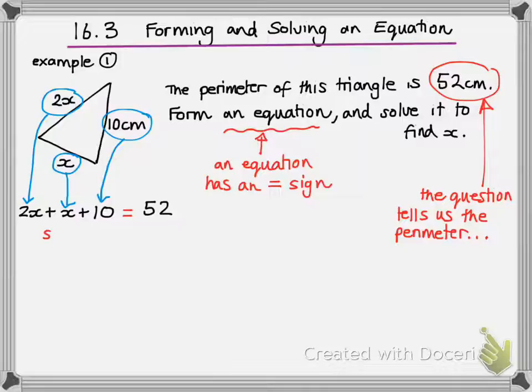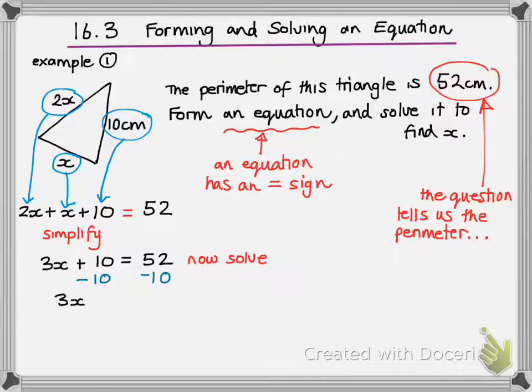The next step is to simplify where we can, and we can certainly simplify the left-hand side. Add together the x's to make 3x plus 10 equals 52. Now we can get on and solve our equation using inverse operations. Subtract 10 from both sides, 3x equals 42, divide by 3, x equals 14.